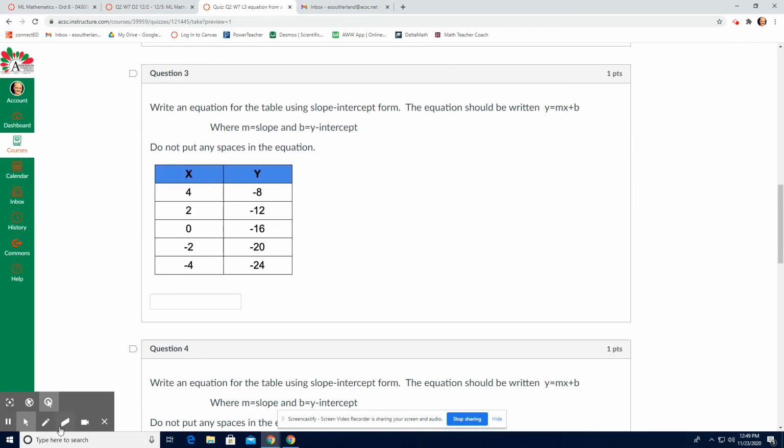Same thing here. You're going to find where x is 0. That's going to tell you the y, or the y-intercept, is negative 16. From here to here is minus 4. From here to here is minus 2. My slope, again, y represents rise. And the x represents the run.